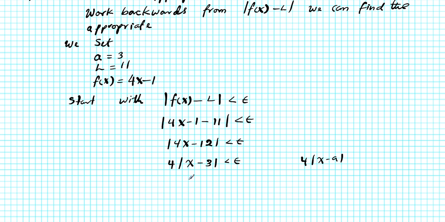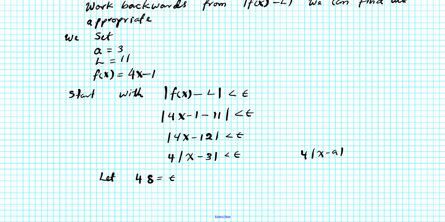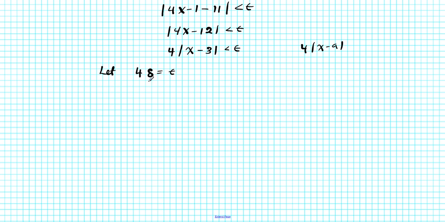So what we're going to do next is, since this is less than epsilon, we're going to let 4 delta equal epsilon. I just took this piece right here and I set it to delta. So we substitute this for delta. If 4 delta equals epsilon, we simply get delta by itself by dividing both sides by 4. So this implies that delta is equal to epsilon over 4. So this is the appropriate delta that we need to make the proof work.